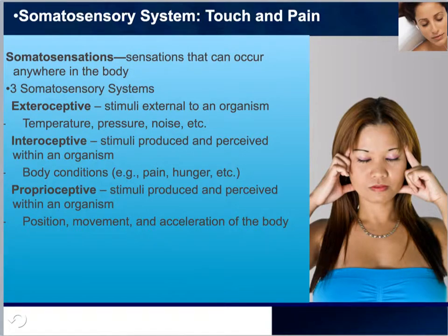Somatosensations occur anywhere in the body and are broken up into 3 major systems: exteroreceptive, interoceptive, and proprioceptive.